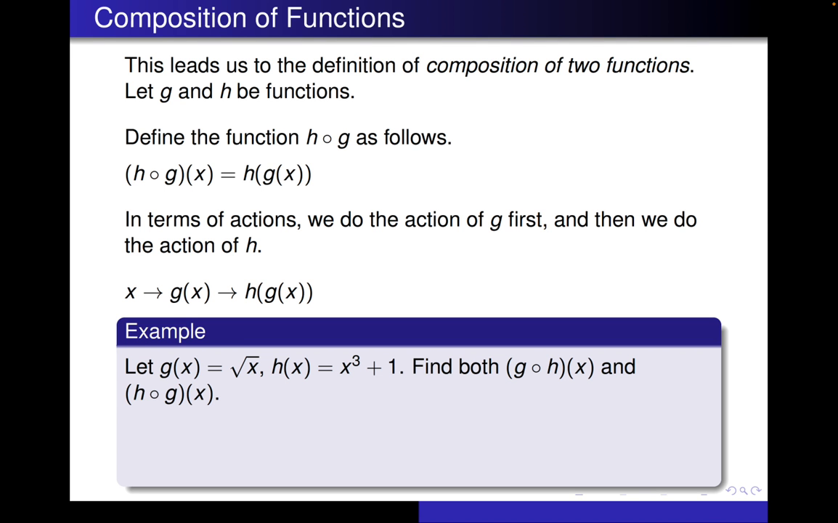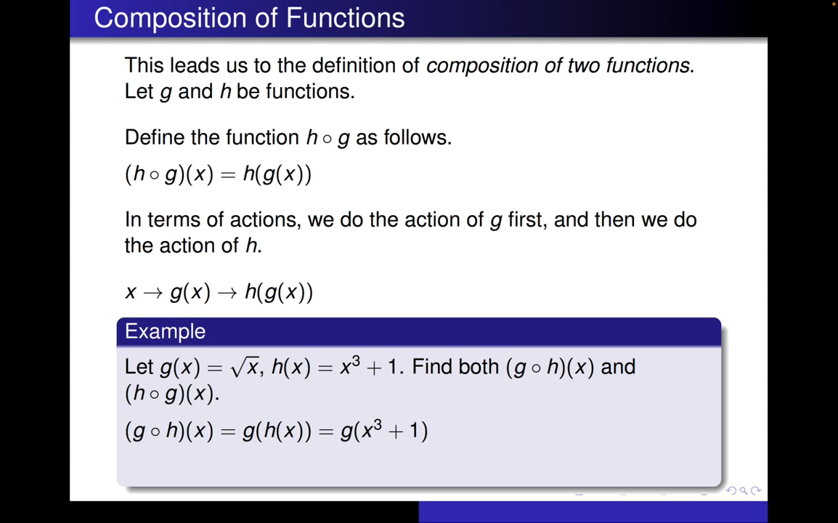So we're going to go ahead and actually find both g circle h of x and h circle g of x, so we can sort of do it both ways. If we're looking at g circle h of x, what we're doing is we're looking at g of h of x, which means we're doing h first, and then we're doing g. Now h of x is literally just x cubed plus 1, right? So when we say g of h of x, that's just going to be g of x cubed plus 1.